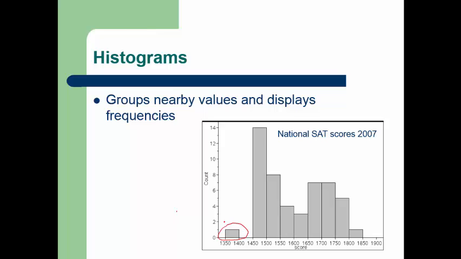We know that most states apparently scored somewhere between 1450 and 1500. But again, we don't know the exact scores in a histogram. We quote unquote lose that data. But we can start to see how often certain ranges of scores occur.